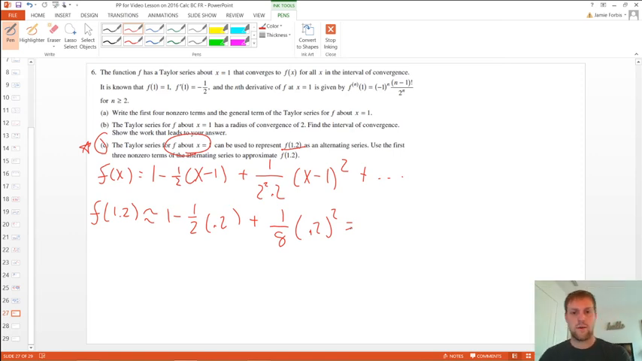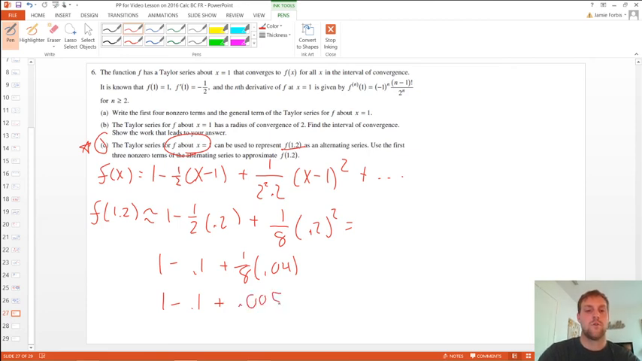Calc inactive, you could probably leave it that way, but let's simplify it a little bit more. That's 1 minus 0.1 plus 1/8 times 0.04. 1/8 of 0.04 is 0.005, because it's like doing 0.040 divided by 8, and that's 0.005. And combining those together, we get, let's see, 0.905, I believe.